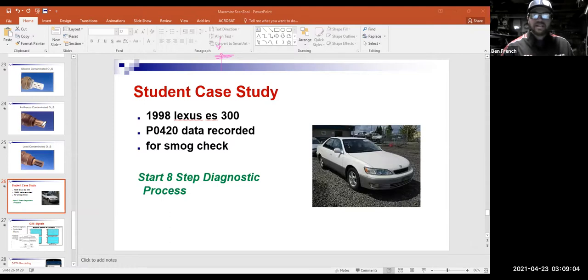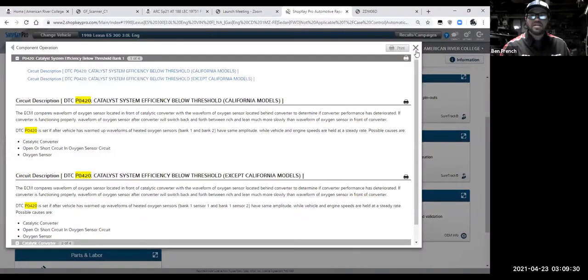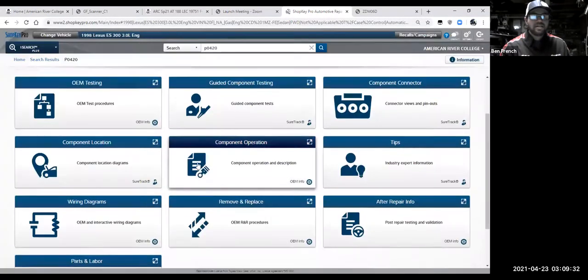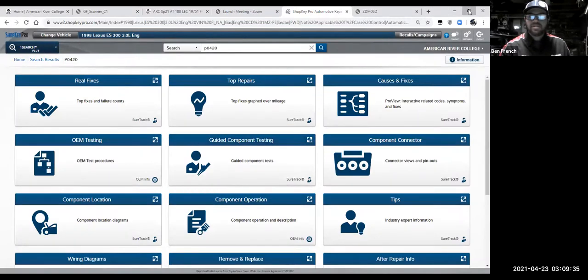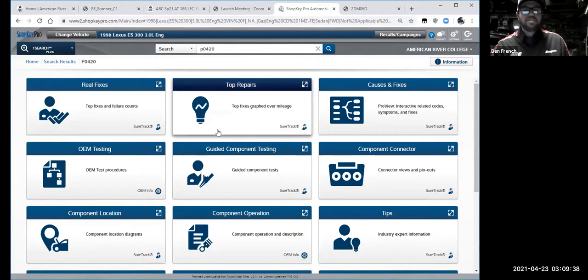what is that thing? Well, we'll erase the drawings here. We'll get the mouse working. And what we're going to do is go to component description and operation. What is this thing? Okay. So, you guys couldn't even see that. Hang on a second here. Let me go back. All right. So now let me make sure this is working right. Now you can see ShopKey Pro, guys. You guys should have been blowing me up on the chat there saying, hey, I can't see it.